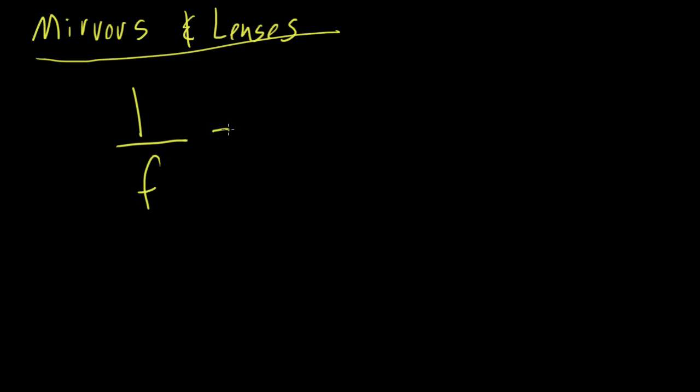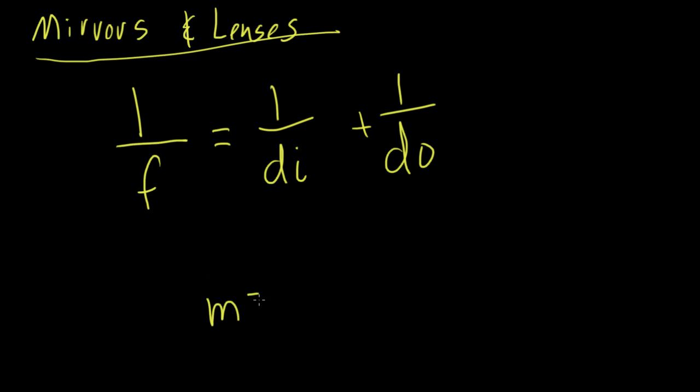1 over f equals 1 over di plus 1 over do. That's the first one. And the second one is m equals hi over ho equals negative di over do.